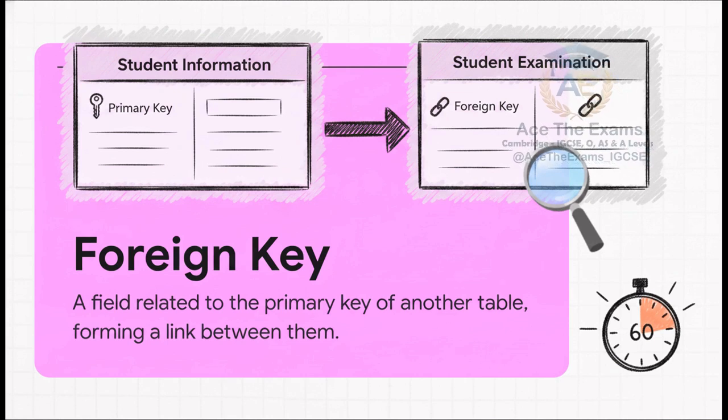Let's say you have a student information table and a separate exam results table. The student ID is the primary key in that first table. By placing that exact same student ID field into the second table, it becomes a foreign key. It points straight back to the primary key, seamlessly linking the student's profile to their exam scores without you having to type out their name and address all over again.